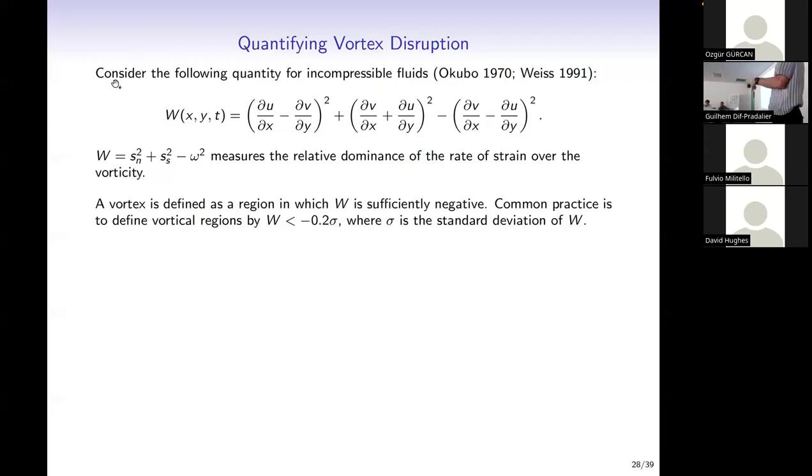So if W is very negative, you say it's vorticity dominated. And then you have to say, what do you mean by very negative? Well, you've got a choice. What is often used in the literature, we found, is taken as a criterion. It is, of course, arbitrary. We took W less than minus 0.2 times the standard deviation of W. Then we'll call it a vortex. You could obviously change that threshold.